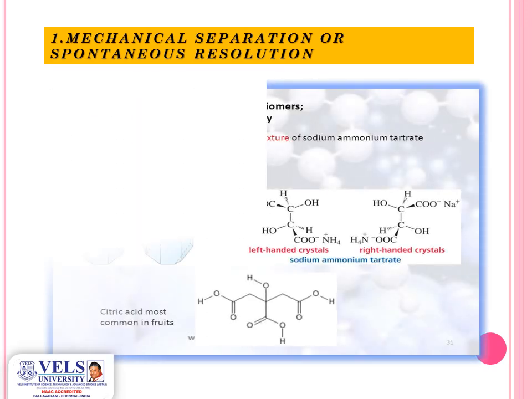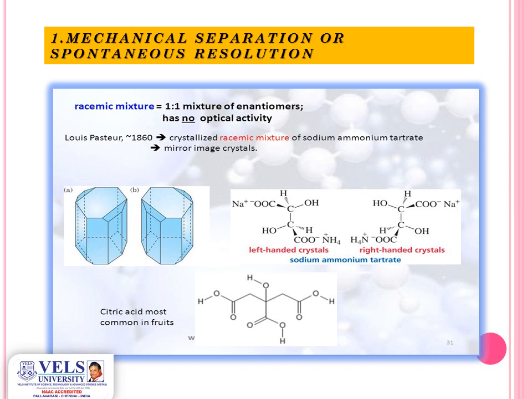The first method is mechanical separation, also called spontaneous resolution. This method was introduced by Louis Pasteur in the year 1860. Here he separated the racemic mixture of sodium ammonium tartrate. Generally, sodium ammonium tartrate, as these are enantiomers, mirror images of each other, crystallize out in the form of a racemic mixture below the temperature 27 degrees centigrade. The crystal forms of both the enantiomers have different shapes, hence can be separated by using a magnifying lens and forceps.